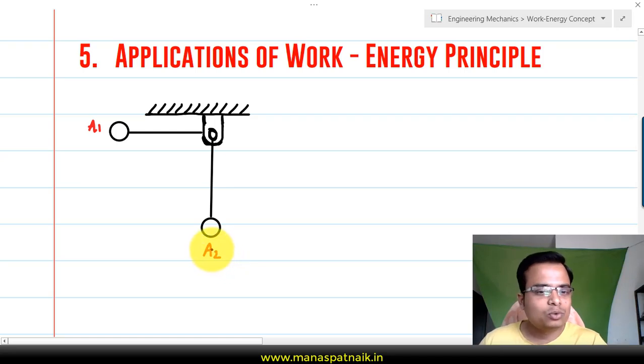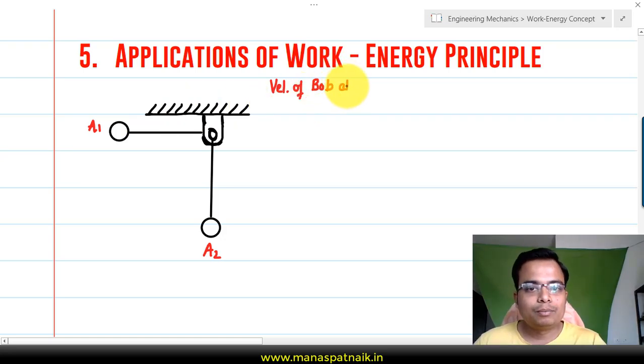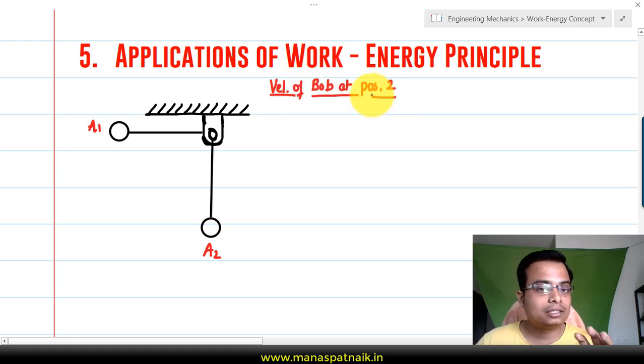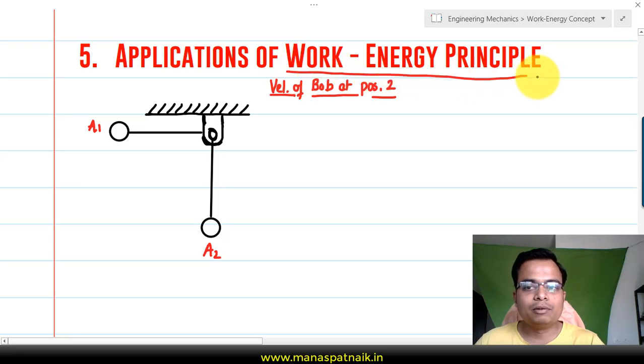And what we wish to calculate is the velocity of the bob. This circular fellow is the bob, in fact, at position 2. So how can that be achieved? Well, we've got to work it out, and this is something that we'll be achieving with the help of the work energy principle which we have learned right now.